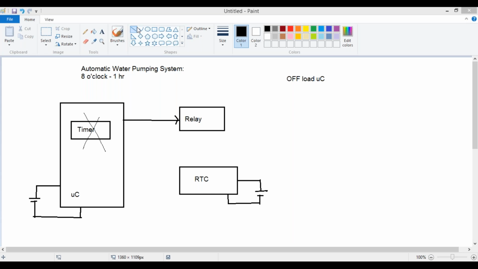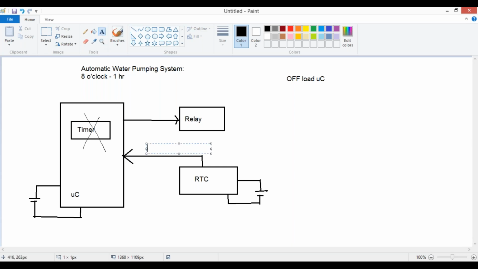So what can happen, people? If required, RTC can generate an interrupt. So you can turn on the RTC, and you can tell the RTC, once it is 8 o'clock, send the interrupt to the microcontroller. So like this way, what happened? My RTC is sending the interrupt to the microcontroller.